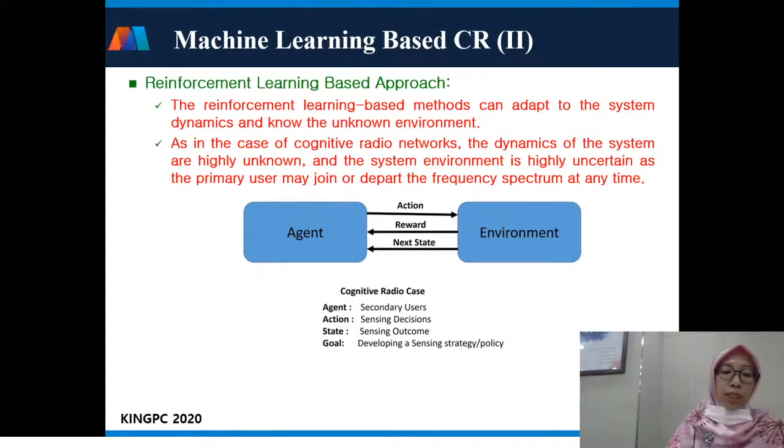As for reinforcement learning, it is a machine learning algorithm in which an agent learns how to behave in an environment to maximize the cumulative reward. In the case of cognitive radio networks, the dynamics of the system are highly unknown, and the system environment is highly uncertain, as the primary user may join or depart the frequency spectrum at any time.